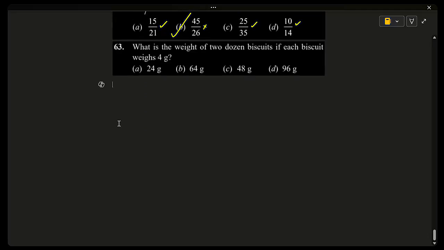What is the weight of 2 dozen biscuits if each biscuit weighs 4 grams? If each biscuit weighs 4 grams, 2 dozens. 2 dozen contains 24 articles. 2 into 12 into 4 you should do. So 24 into 4 will give 96 grams. That is option D.